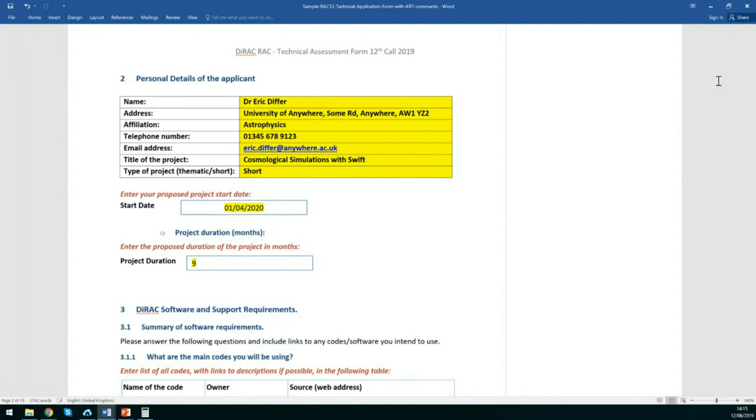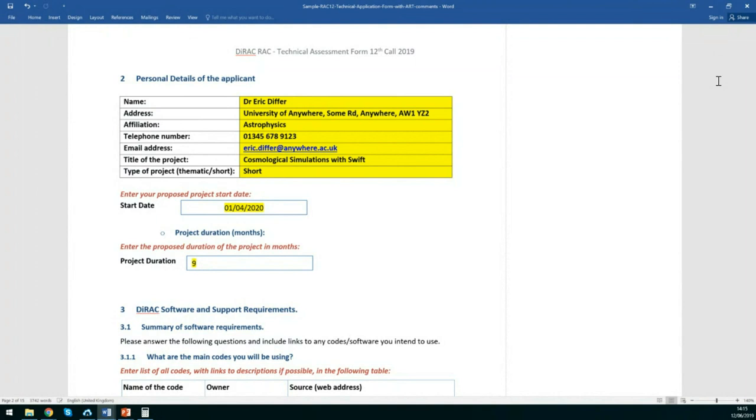Then in the next line, you are asked to identify what type of project it is. A short project goes for a few months, for up to a year. A thematic project is beyond the year and up to 3 years.